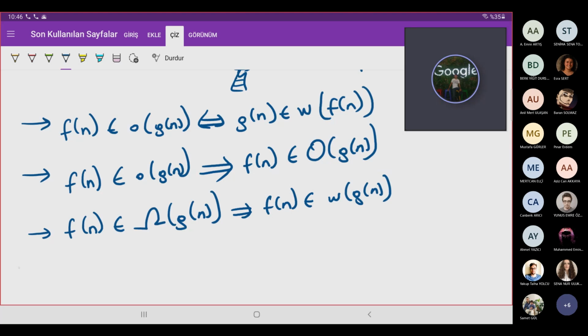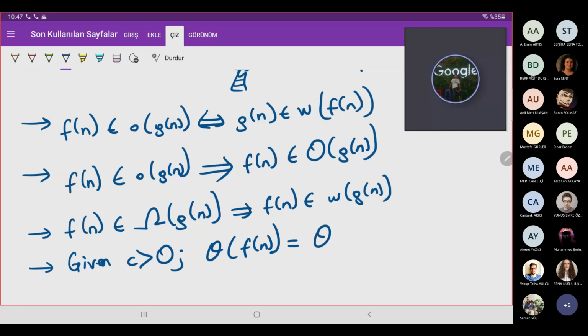So with theta, we need to say that given a positive constant C, theta Fn is equal to, now I can say equal to because we are talking about the equality of two sets. We mean that these are the same sets actually, okay? Now we can use the equal sign, because both of them are sets. In the functions, one of them was a function and the other was a set of functions. That's why we use the element of sign. Theta Fn is equal to theta C times Fn.